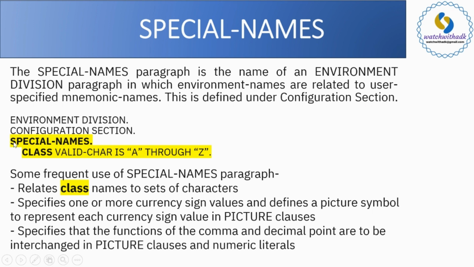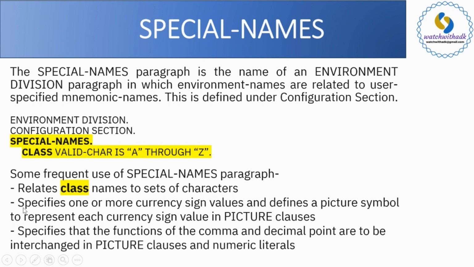So here, if you see, I have taken special names under the configuration section and I have associated a class name called VALID-CHAR, which contains the alphabet A through Z. This class keyword is very important because it is the keyword which associates this user defined field to the alphabets. I will show you more about this when I run the program. There are some frequent uses of the special names paragraph, like relating class names to a set of characters. This is what I have done here.